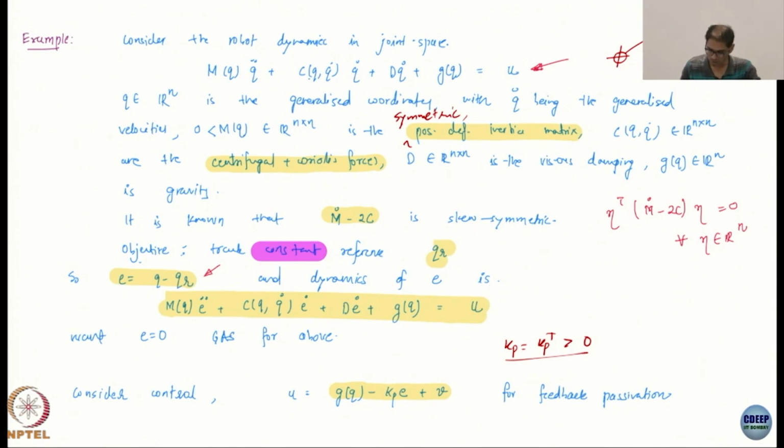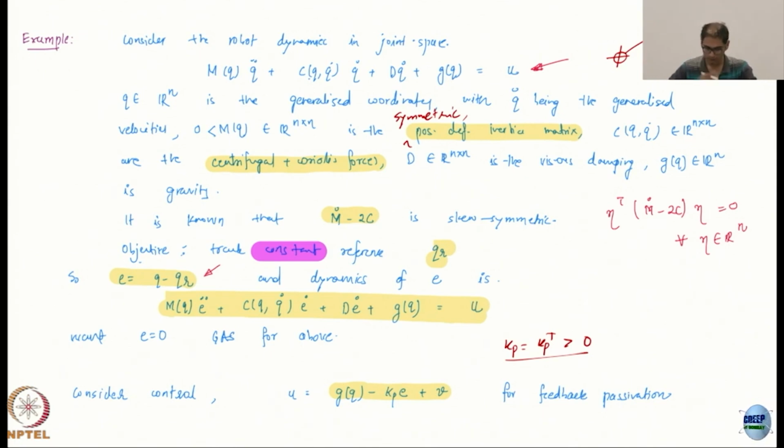If gravity is a factor, then you have to add the gravity terms also. One of the facts that is known about this model is that M dot minus 2C is skew symmetric. What's the value of this? It means that any quadratic form that you construct with any vector eta on a skew symmetric matrix is 0. The quadratic form of a skew symmetric matrix is always 0. This is again a standard result.